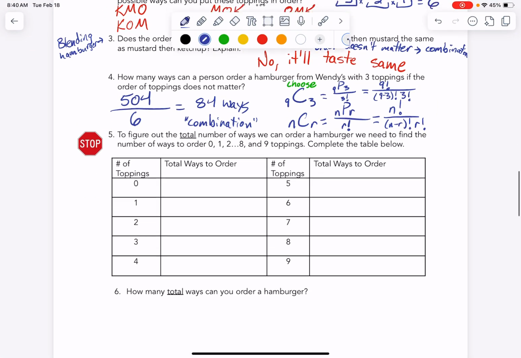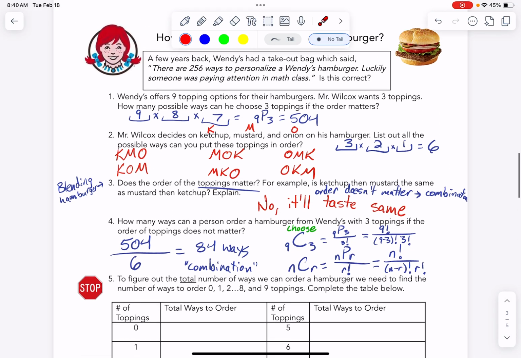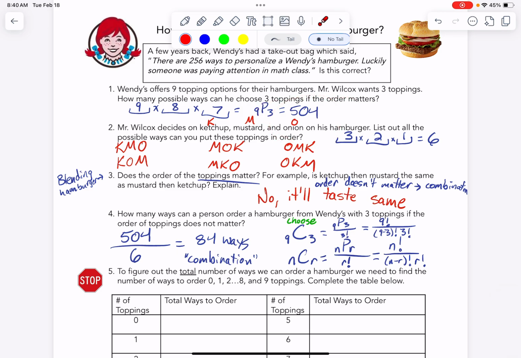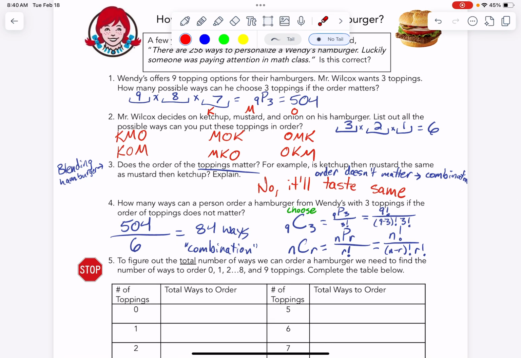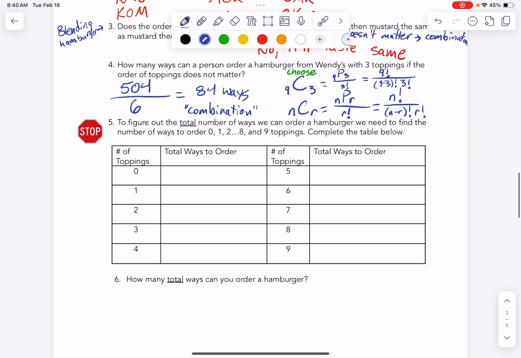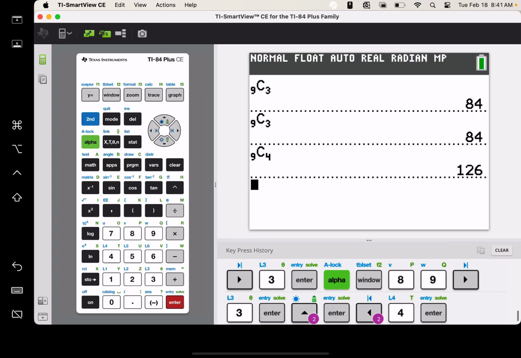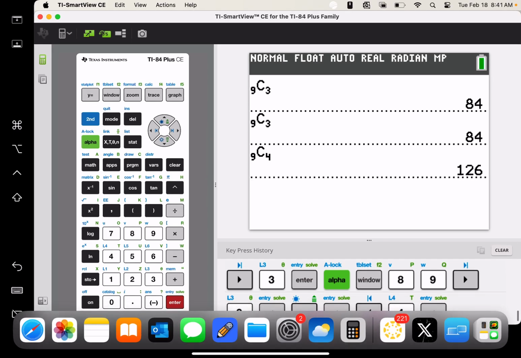Okay? So what you're going to do is, we don't necessarily have to pick 3. When you go to the Wendy's ordering station, you can pick 0 toppings, you can pick 1 topping, you can pick 2 toppings. So let me do one of these as an example. If I chose 4 toppings, well, I still have 9 options. I'm just choosing 4 this time. So that's going to be 9 choose 4, which I can just do in the calculator. So you're going to get a bit of practice today. 126 different ways to choose 4 toppings.